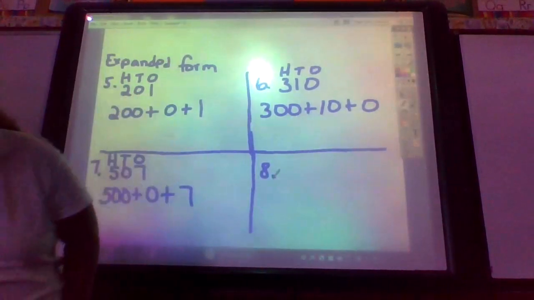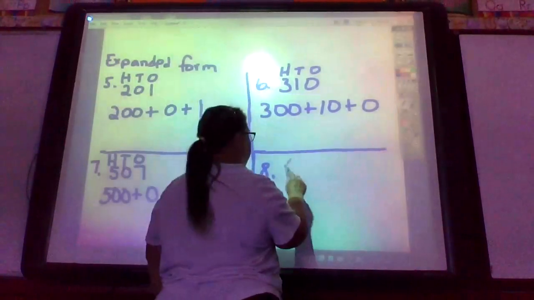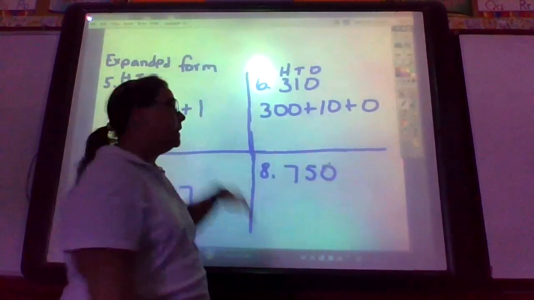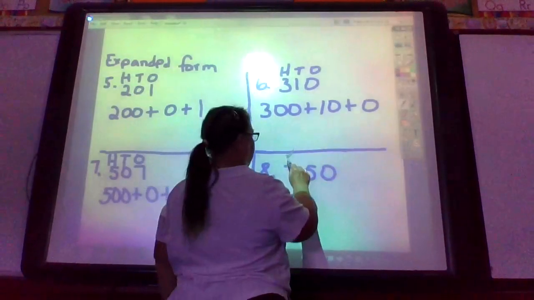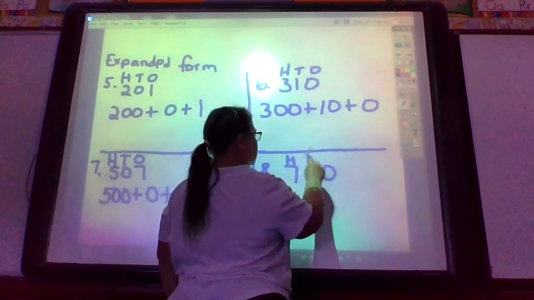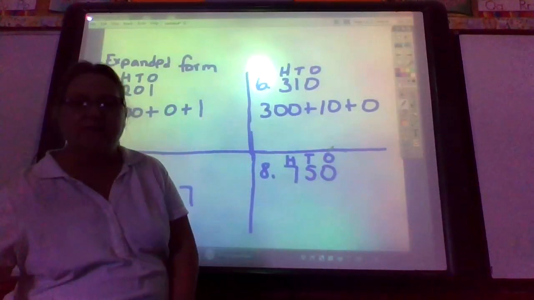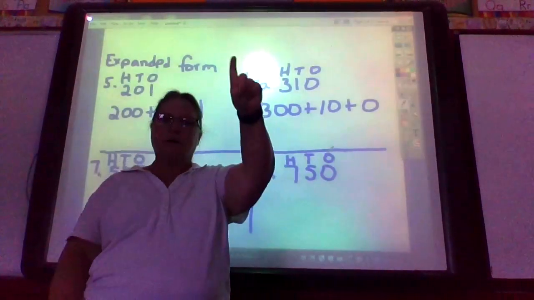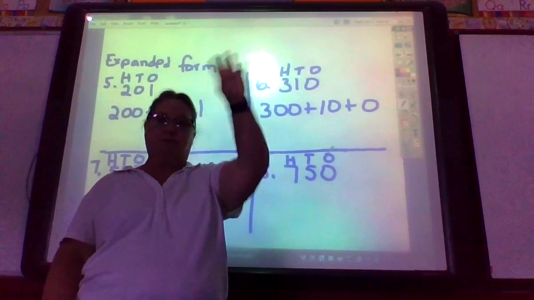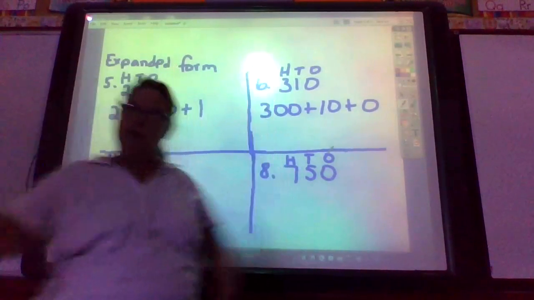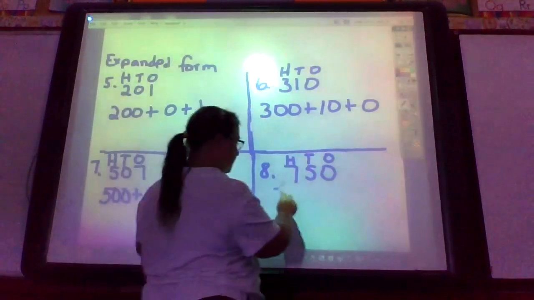Okay, let's do number 8. 750. I read from left to right. I label left to right. Hundreds, tens, ones. How many hundreds? I have 7 of them. 100, 200, 300, 400, 500, 600, 700. I need to write a 700.